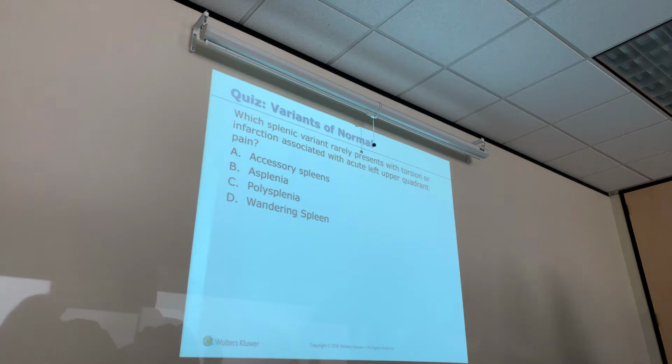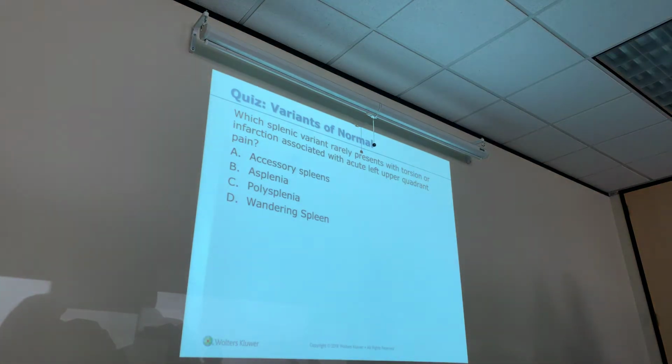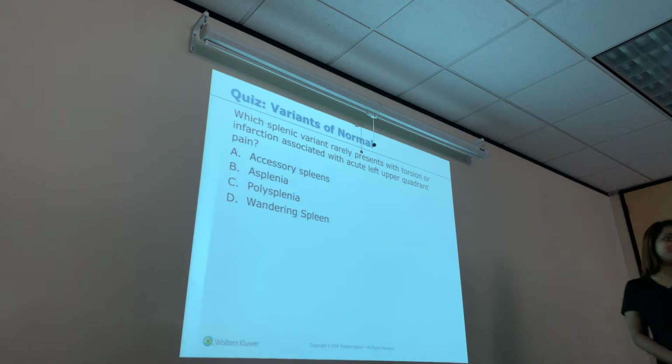So which splenic variant rarely presents with torsion or infarction? Wandering spleen. Is that what everybody said? No, wandering spleen. Rarely. Oh, rarely. If it said which one most likely, wandering. Read the questions. So rarely. Make sense? Any questions so far?